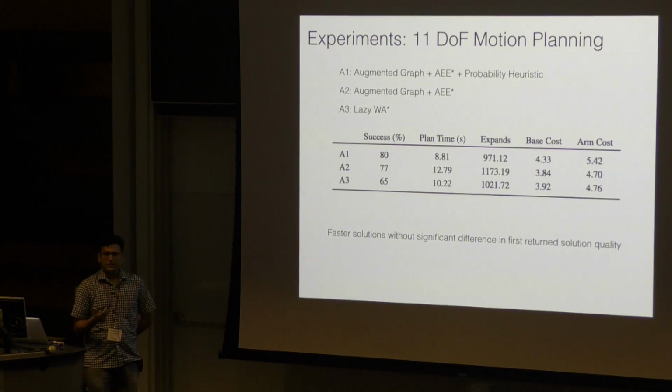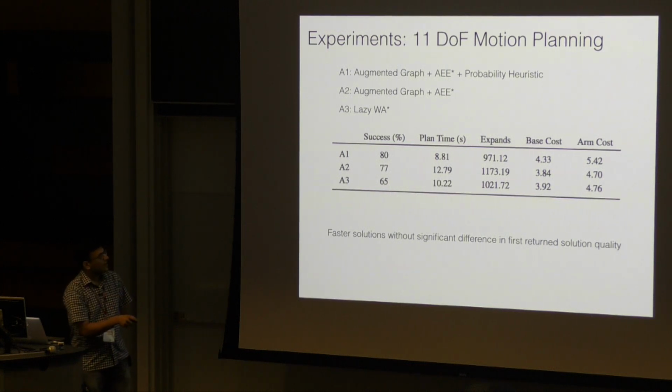And a trial is counted as successful if we found a solution within a 2-minute timeout. And so we also compare the solution cost and the planning time for each of these methods. So the key result is that we are able to get solutions faster and consequently a higher success rate without losing too much in the solution quality.